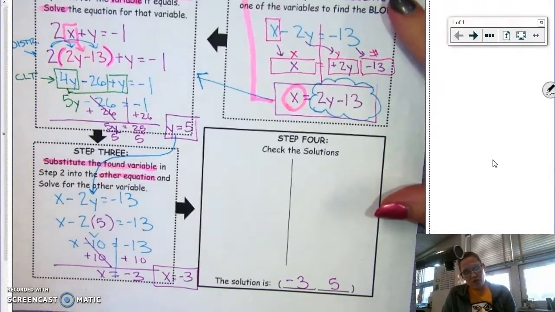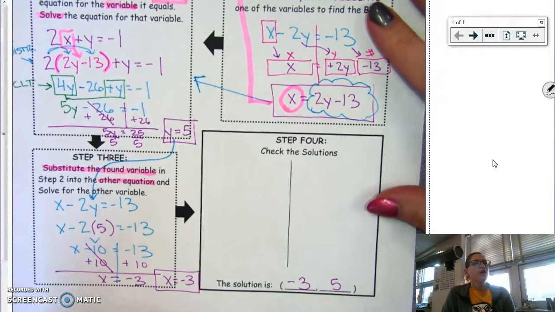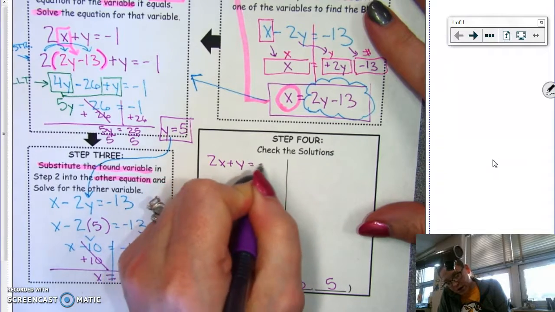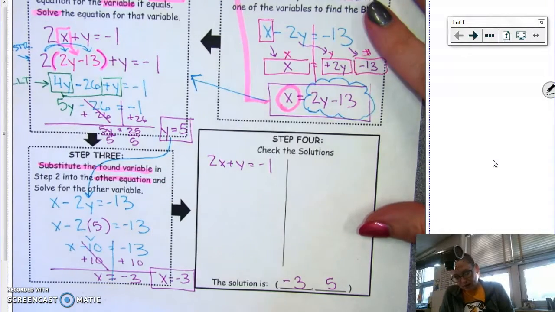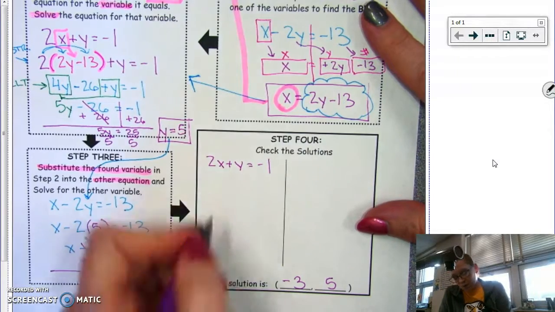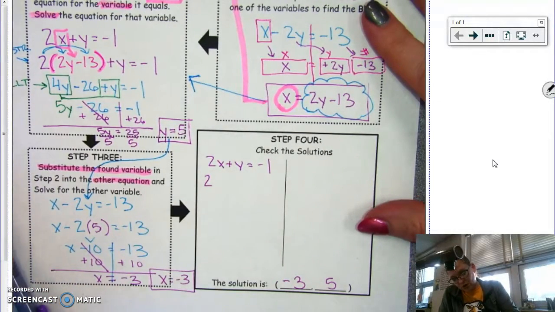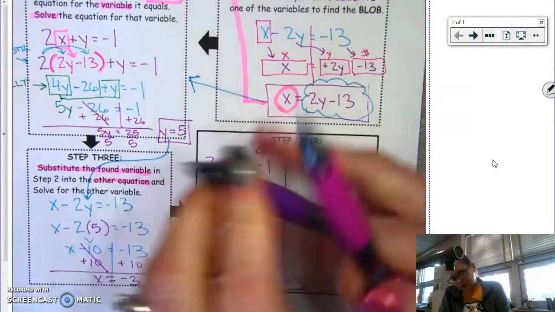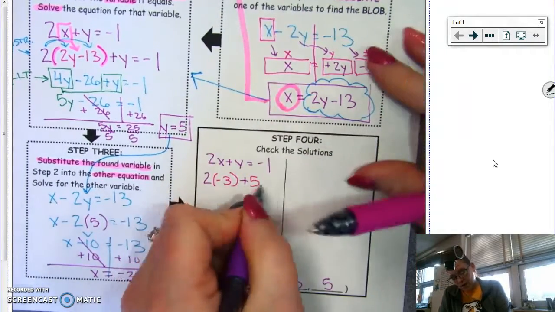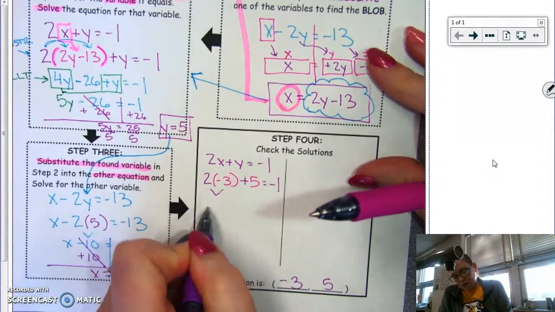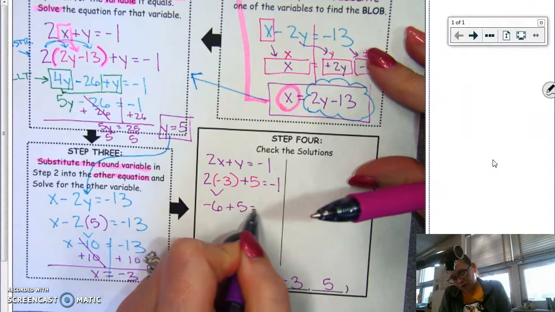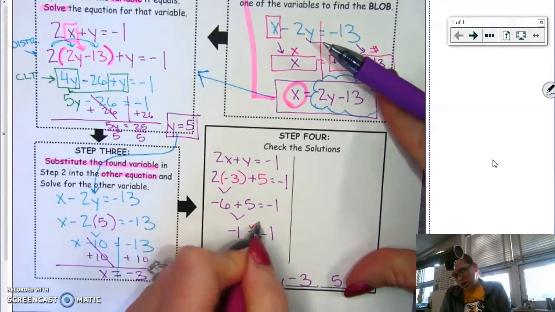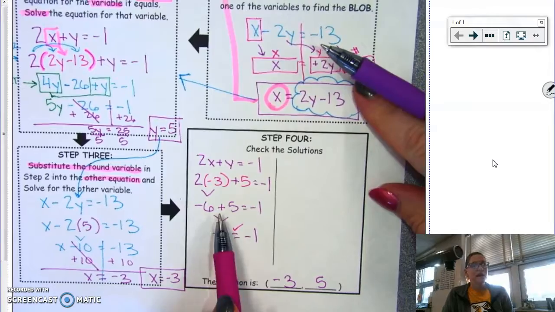All right, and then of course to finish it up, let's take a look at checking our solutions. Just like we did before, I'm going to write the first equation out, and in place of the x, I'm going to put the negative 3. In place of the y, I'm going to put the 5. So I'll have 2 times negative 3 plus 5 equals negative 1. 2 times negative 3 is negative 6, plus 5 equals negative 1. Yep, negative 1 equals negative 1. Check. That is definitely a solution to that equation.